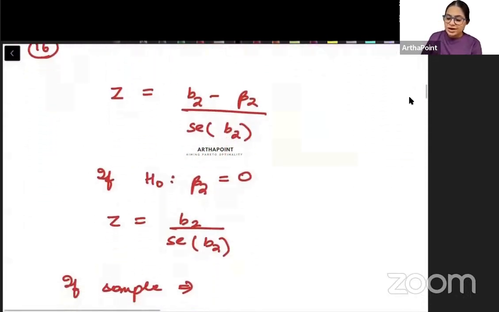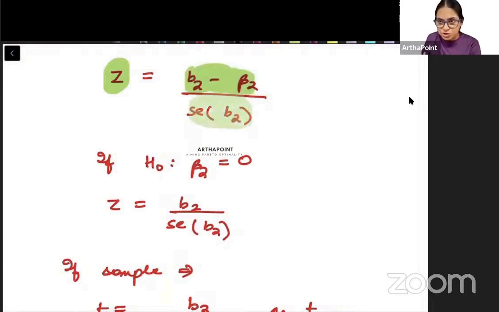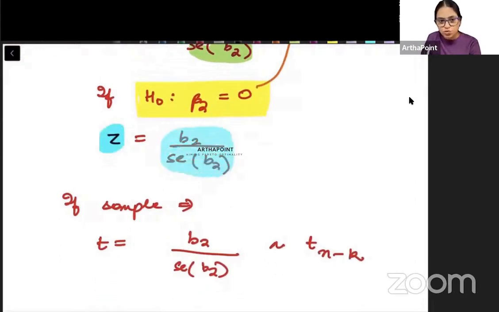ठीक है? Now, in case you want to do a Z test, the formula of Z test will be B2 minus beta 2 upon standard error of B2. If your null hypothesis is that beta 2 is 0, then you can just put 0 here and you will get Z is equal to B2 upon standard error of B2.